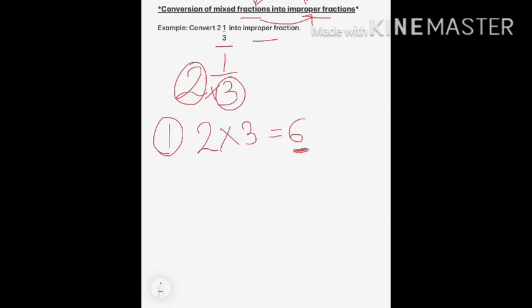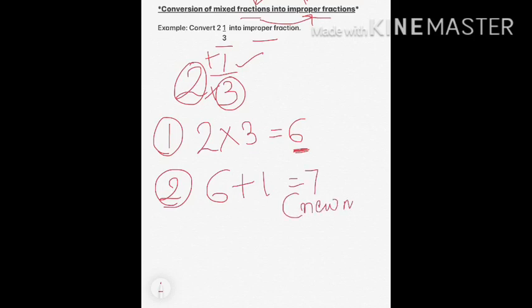So whatever is the product, second step, what we have to do? To this we have to add the numerator. That is 6 plus 1, that is equal to 7. Now 7 is your new numerator. Is it clear, students? Alright.